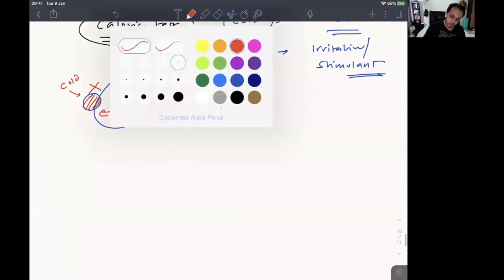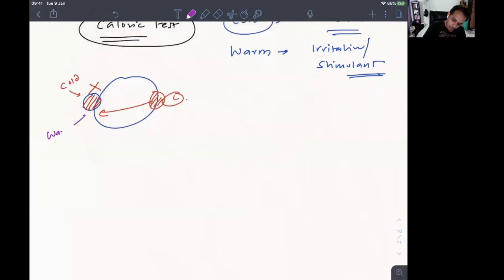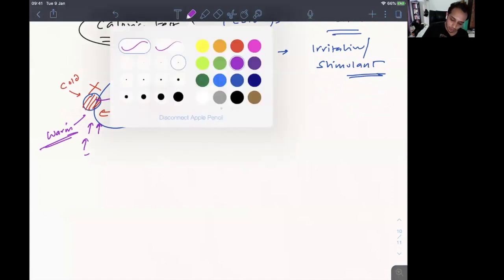And if I put warm water, then it will act as an irritant. So now the right vestibule will work more. And so the right vestibule will push to the opposite side. Okay. Now, what will happen?